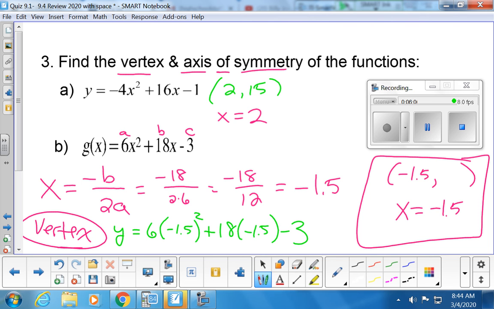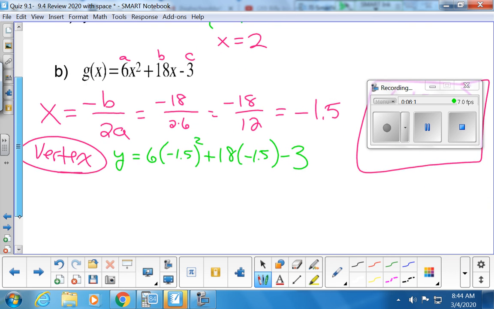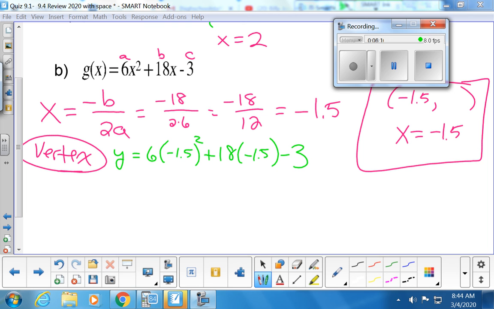Since this didn't show up on the table, you just type it in. It's very easy. So let's go ahead and type it in. You do need parentheses around that negative if you're squaring it.